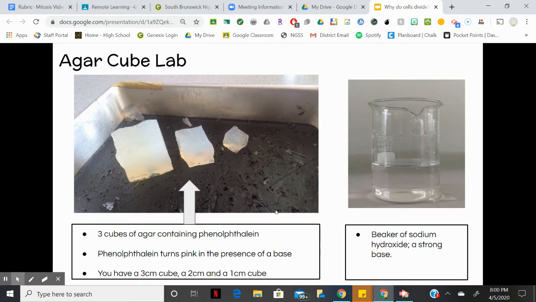So it's really fun to cut up the agar. It's a shame we didn't get to do this. And then you also have a beaker of a very strong base called sodium hydroxide.